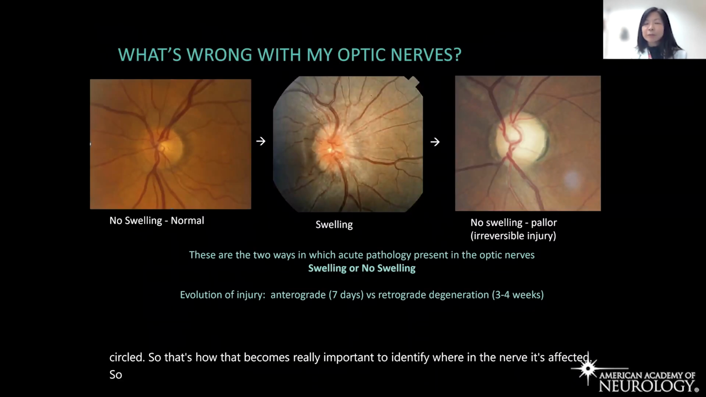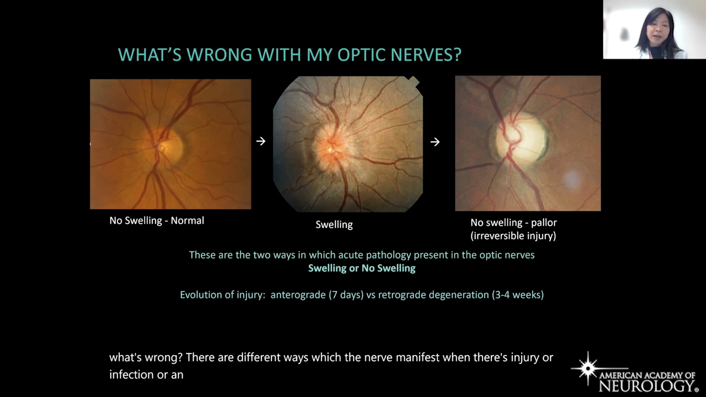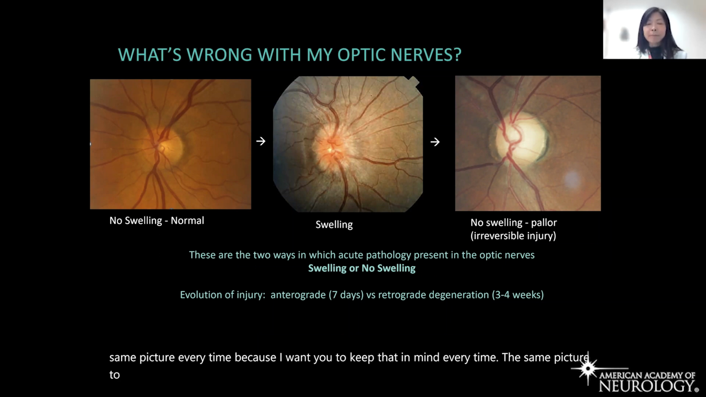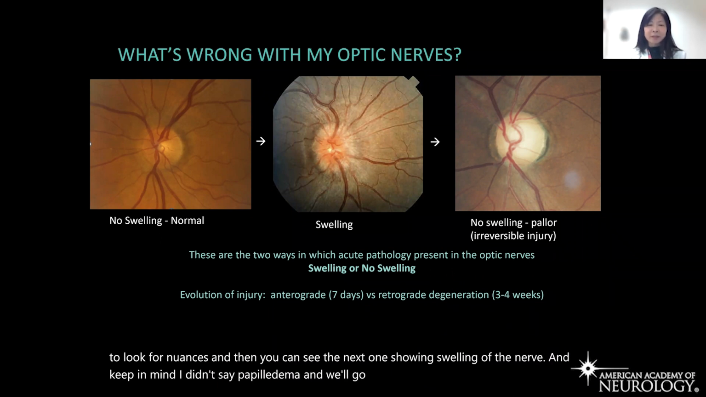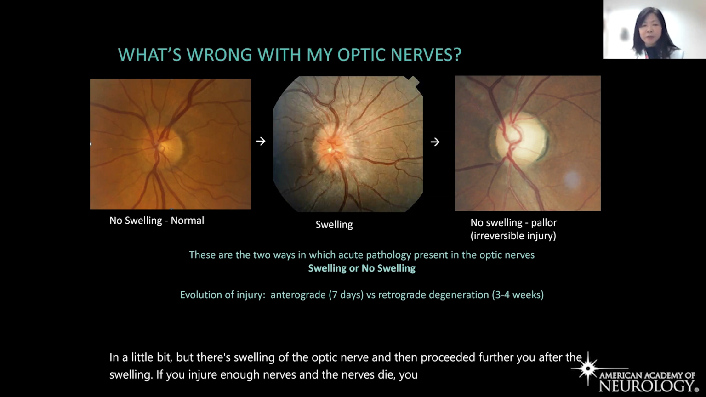So what's wrong with the optic nerves when we see, and what are we looking for to determine what's wrong? There are different ways in which the nerve manifests when there's injury or infection or inflammation. You can see again the normal nerve. As you notice, I show the exact same picture every time because I want you to keep that in mind every time, the same picture, to look for nuances. And then you can see the next one showing swelling of the nerve. And keep in mind, I didn't say papilledema. We'll go into that in a little bit. But there's swelling of the optic nerve. And then proceeding further, after the swelling, if you injure enough nerves and the nerves die, you develop pallor, as we talked about before.